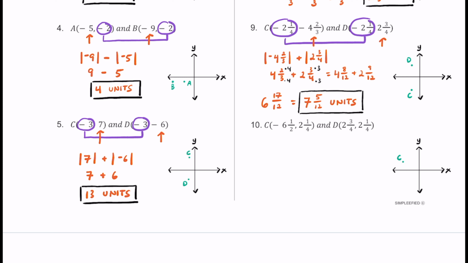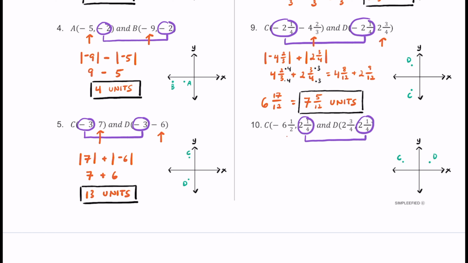And then for point D, we have 2 3/4 and then 2 1/4. So that's going to be 2 3/4 to the right, and that's going to be 2 1/4 units up somewhere over here in quadrant 1. We're going to go ahead and label that as point D. Notice how we have matching y values, which is why these 2 points are left and right of each other. And so that hopefully makes sense why these are matching y's of 2 1/4.